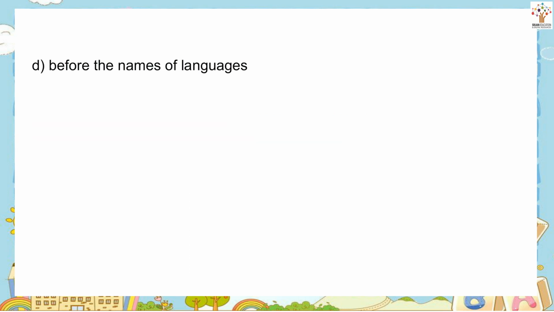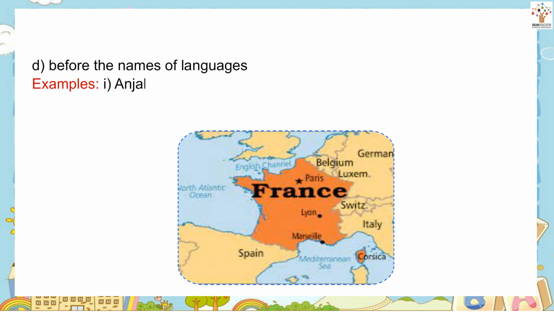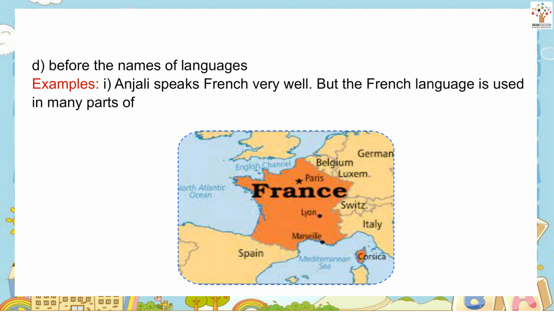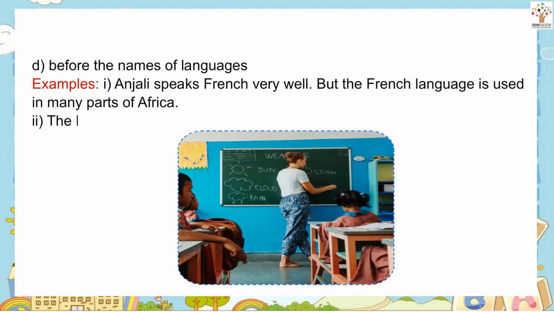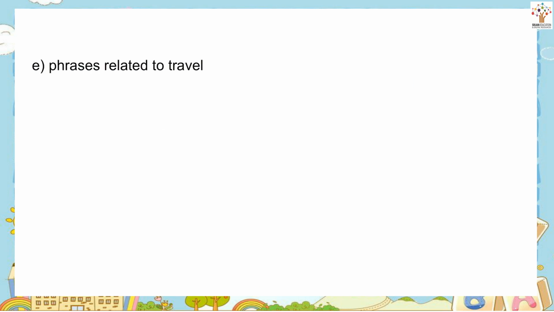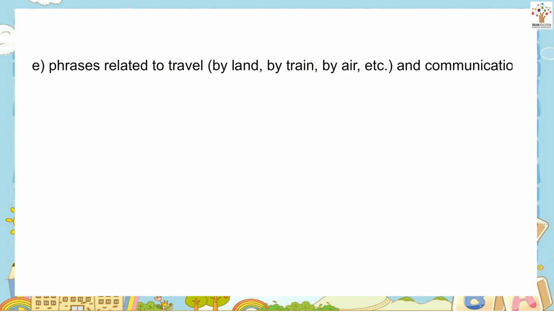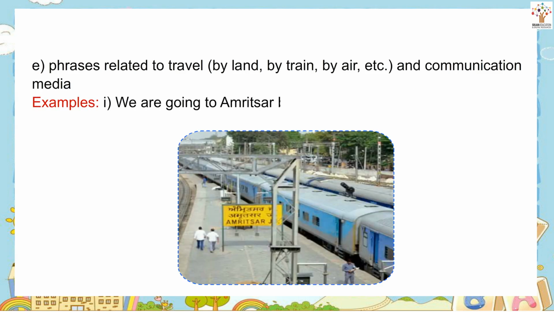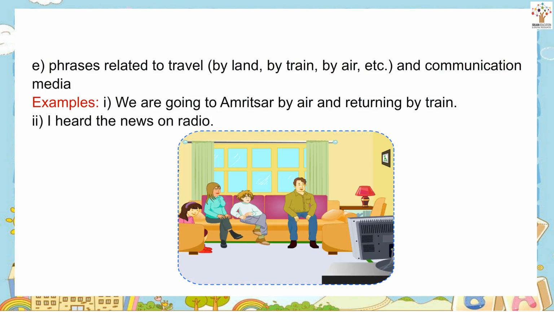Before the names of languages. Examples: Anjali speaks French very well, but the French language is used in many parts of Africa. The English our new teacher speaks is difficult to understand. Phrases related to travel, by land, by train, by air, etc., and communication media. Examples: we are going to Amritsar by air and returning by train. I heard the news on radio. We saw you on TV yesterday.